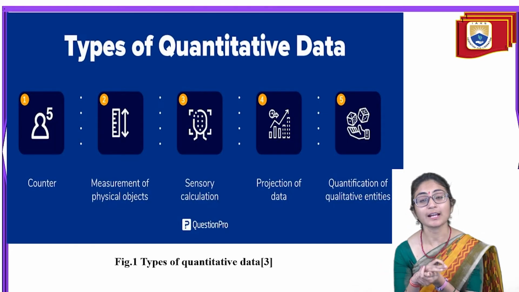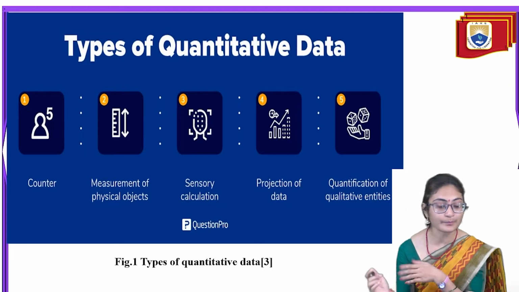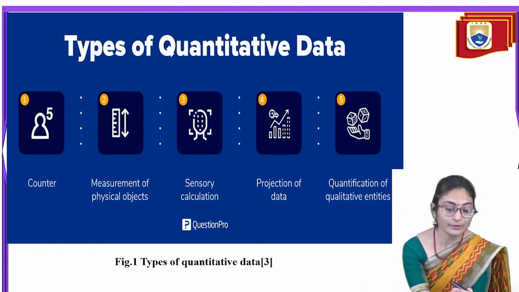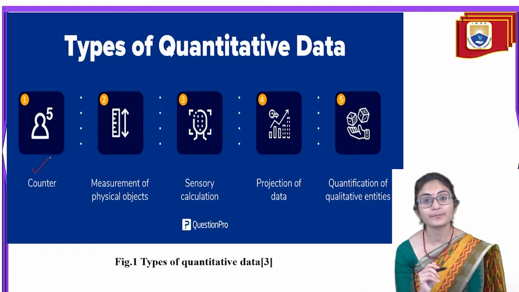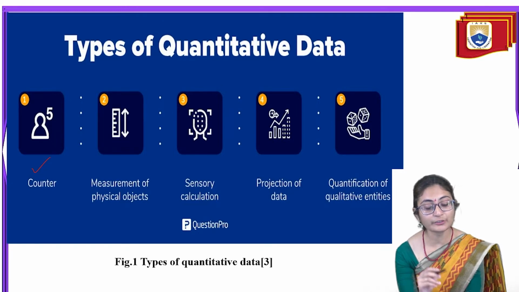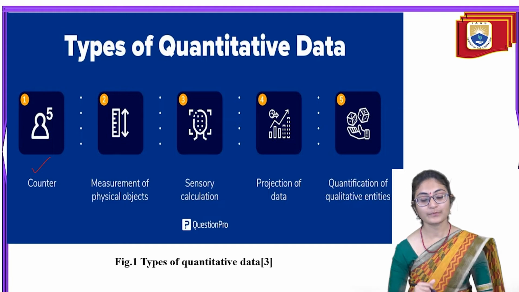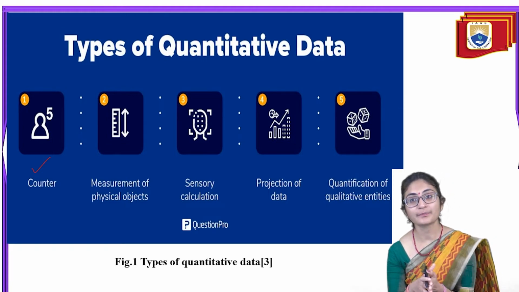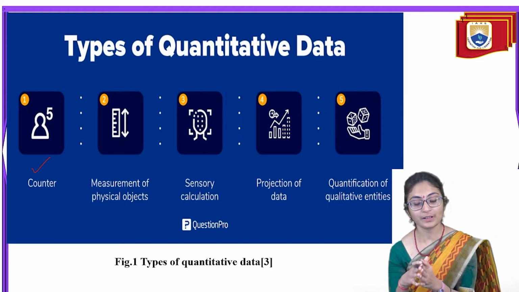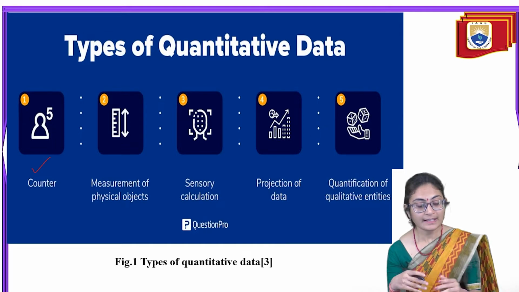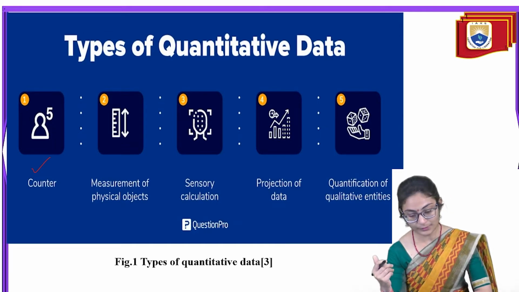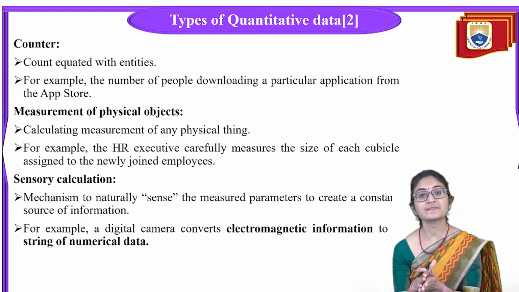Now there are the types of quantitative data. You can see: counter, measurement of physical objects, sensory calculation, projection of data, and quantification of qualitative entities. These are the types of quantitative data. Now, first, counter.